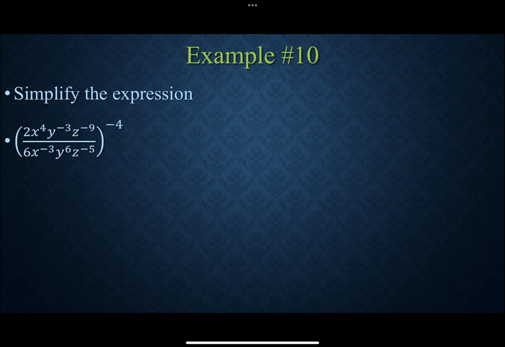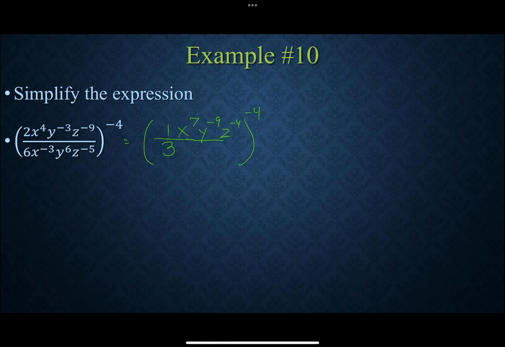For this one, I am definitely going to simplify this expression first. So I'm going to go ahead and get this to be a 1 over 3. And then for the x's, 4 minus negative 3 is a positive 7. Negative 3 minus 6 is a negative 9. And then negative 9 minus negative 5 is a negative 4. And so all being raised to the negative 4th power.